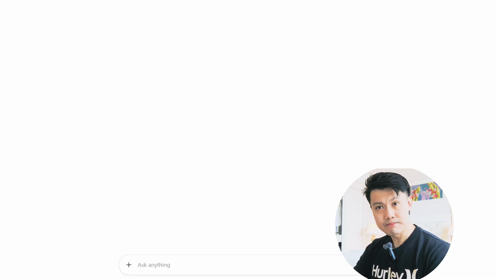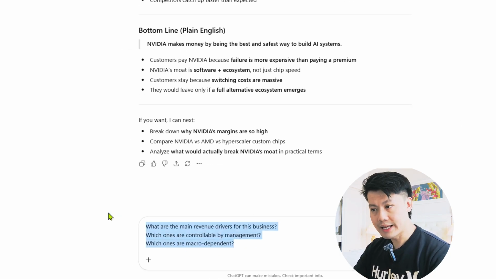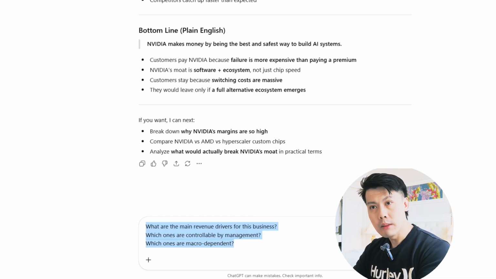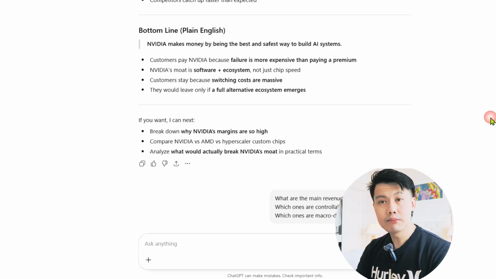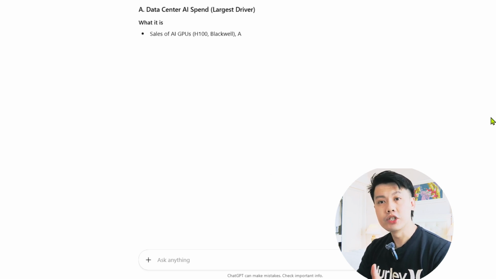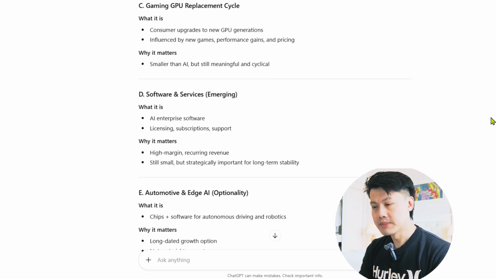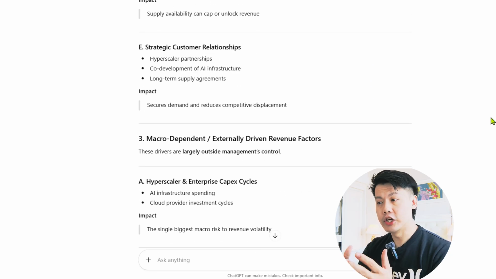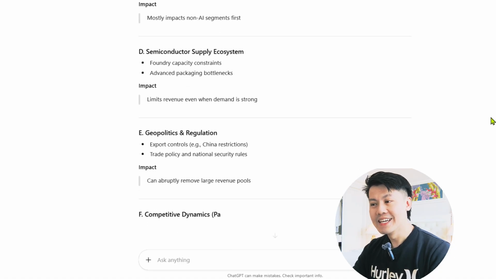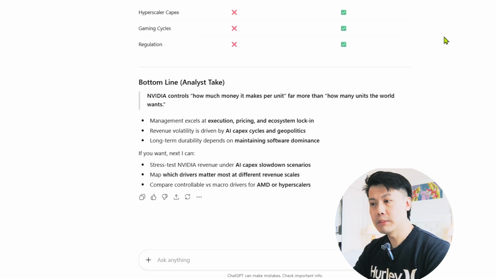Once this is done, you want to go a little bit deeper. Ask questions like, what are the main revenue drivers for this business? Which ones are controllable by management? And which ones are macro dependent? This helps you to understand causalities and not just numbers. Why is this so important? Most investors look at numbers in isolation, like revenue up, profit down, margin improve, debt increase. They see what changed, but they don't understand why it changed. Causality means understanding the cause and effect behind the numbers.